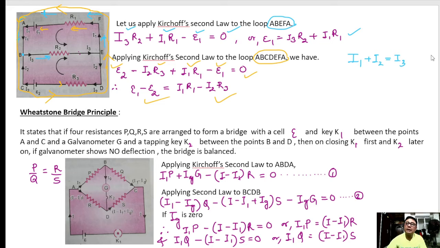So this is how we apply the two Kirchhoff's laws. Here we applied the junction law, which is the first law, and here we applied the second law. Next, we will be discussing the numericals of this topic. But first of all, let us see how the applications of Kirchhoff's law are done.